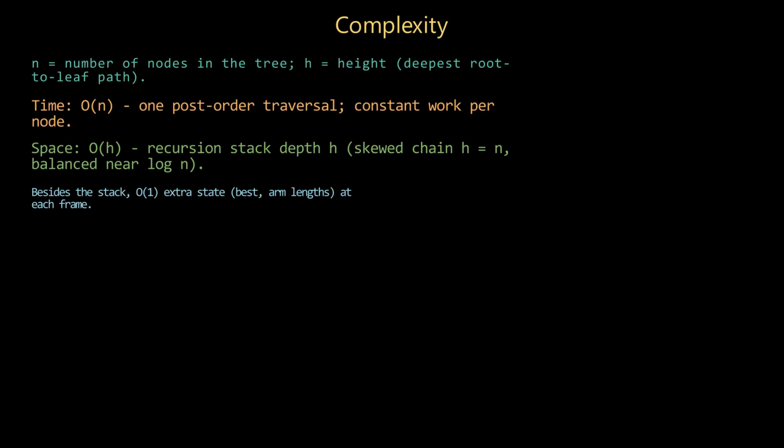Time is linear in n because one post-order pass visits each node once. Space is order h for the recursion stack, where h is the tree height; a skewed chain gives h equal to n.